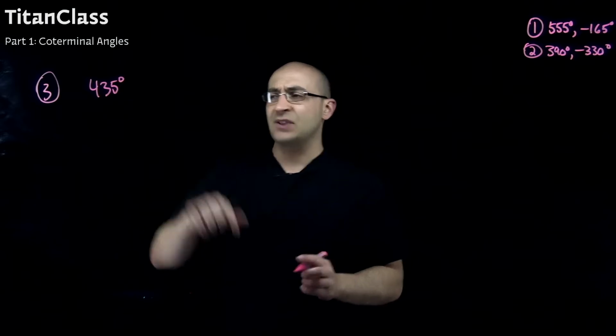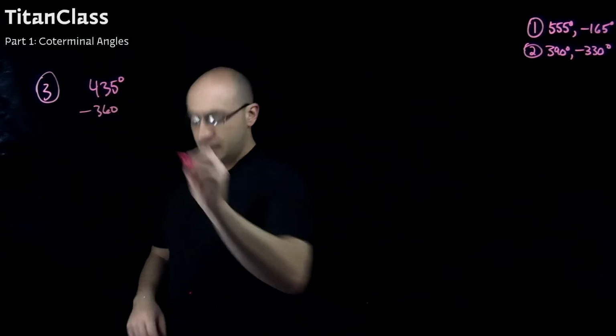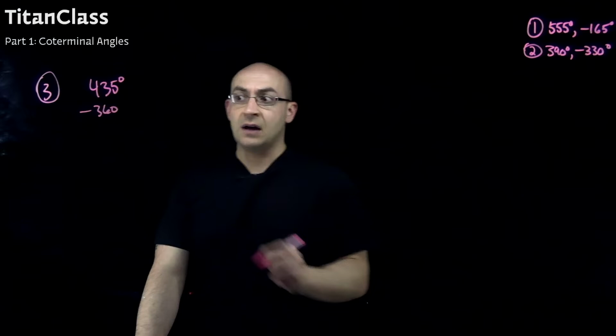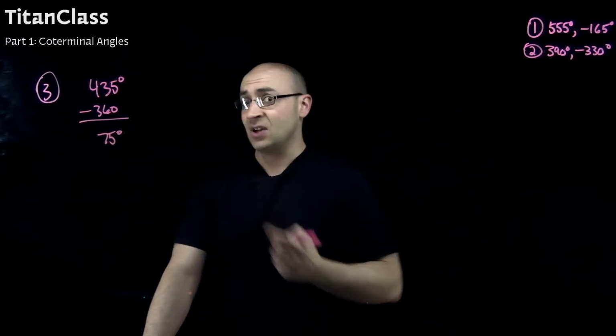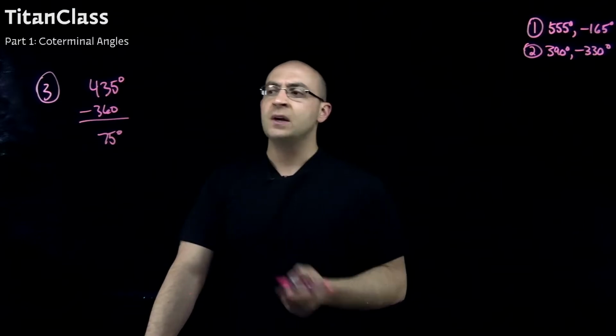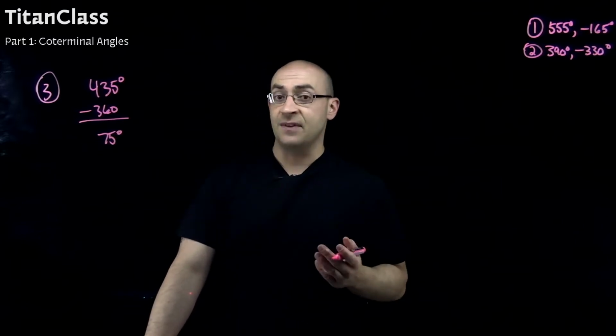But we can subtract 360 from this, right? And if I subtract 360 from that, I'm still in the positive realm. That's a 75-degree angle. That is also a positive coterminal angle. So 75 degrees is a viable answer.